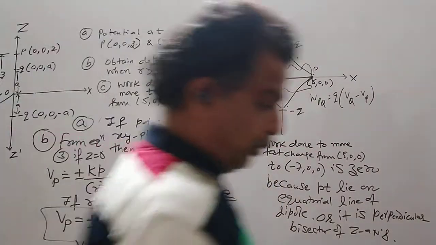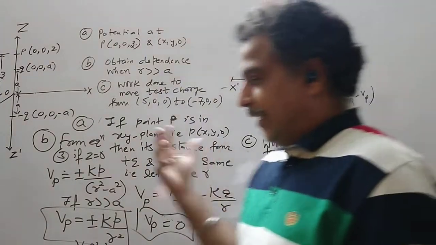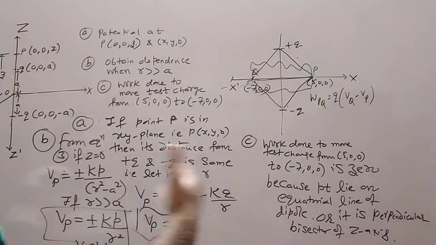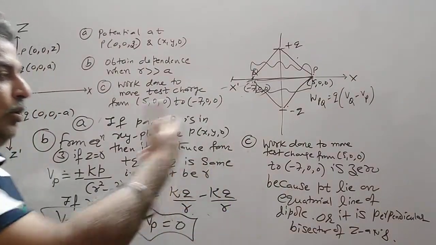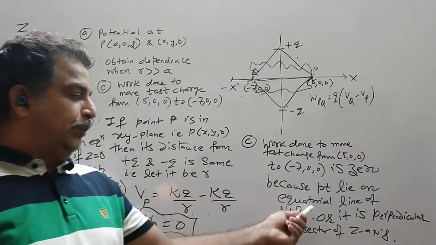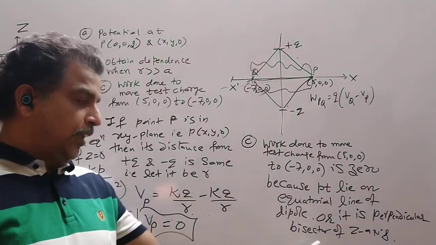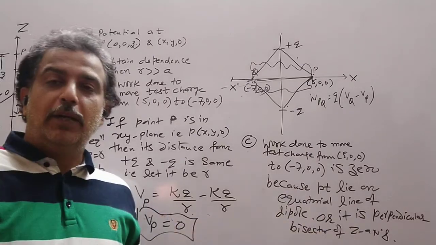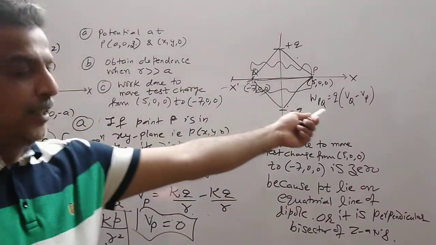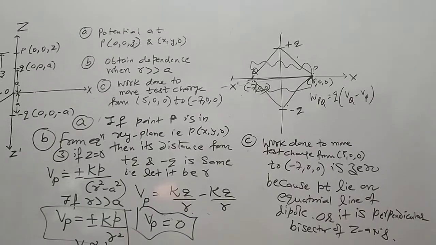So we can prove that work done is 0 by taking many methods, or by different ways. You can say one was the point you are moving on an equatorial line. The other thing is you are moving on a perpendicular bisector of the z-axis. Or I can apply this formula and say that the potential difference is 0, so work done is 0, and work done does not depend on the path followed.